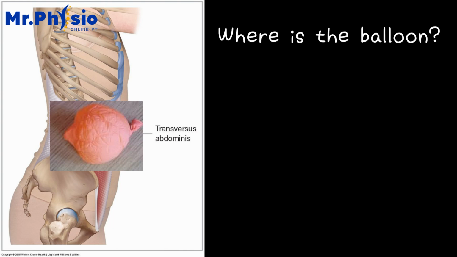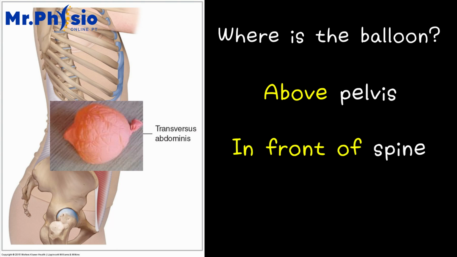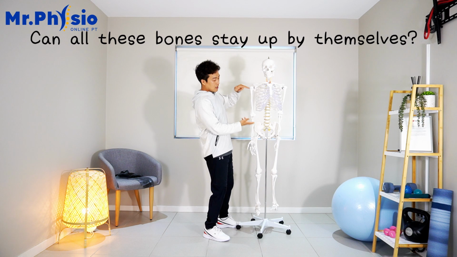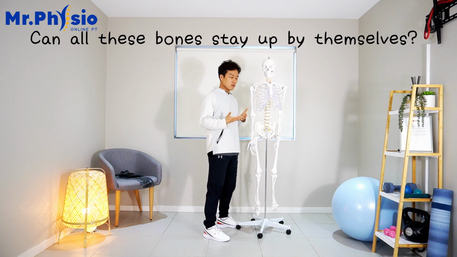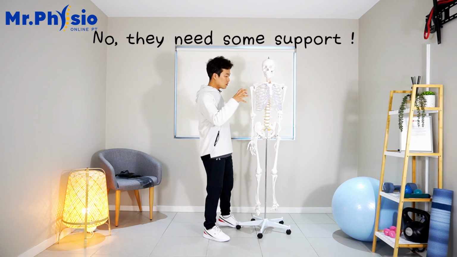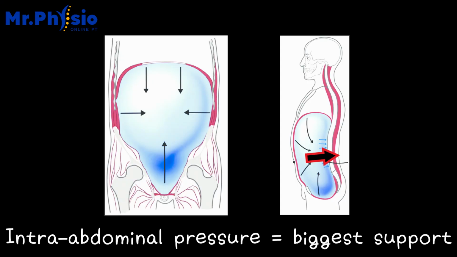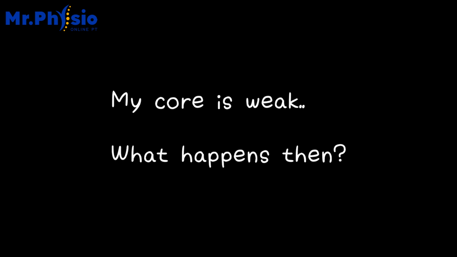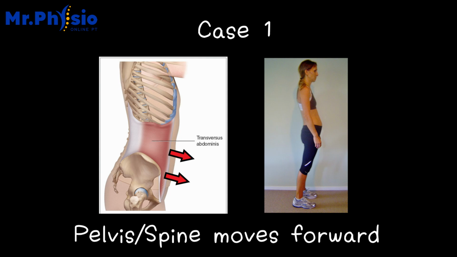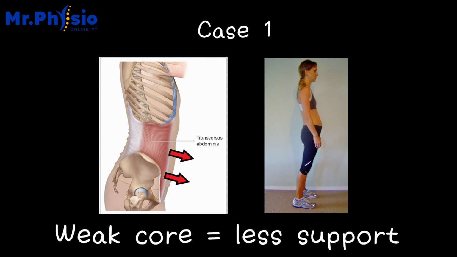And if you look at the position of the balloon, it's above your pelvis and in front of your spine and below the ribcage. Do you think this skeleton itself can stand alone? No. You have to get some support. And the biggest support in our body is the abdominal pressure. So when you have weak core muscles, what happens then? For example, your pelvis and spine can move forward because you don't have any support from the front.